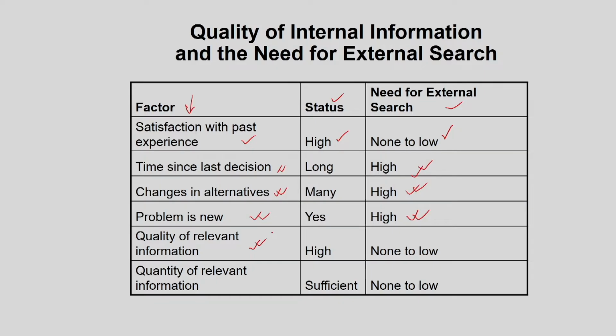Quality of relevant information. If the quality of relevant information in your mind or memory is very high, then there is no need for external information search. Similarly, the quantity of information. If the amount of information that you have about a product is sufficient in your internal search, in your memory and experiences, then there is a very low chance of somebody actually doing an external search.